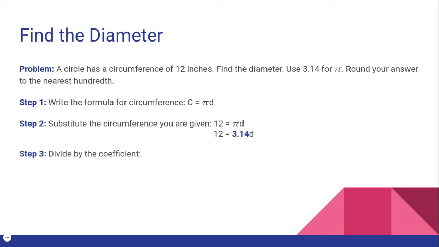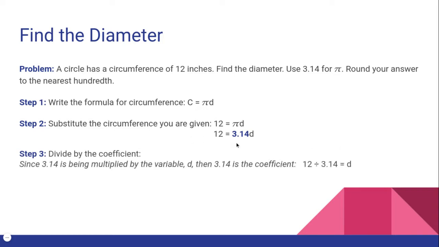Step 3, divide by the coefficient. Since 3.14 is being multiplied by the variable d, then 3.14 is the coefficient. So I'm going to divide 12 by 3.14 to get the measurement for d. When I divide 12 by 3.14, I get a diameter of 3.82. The diameter of the circle then is 3.82 inches.